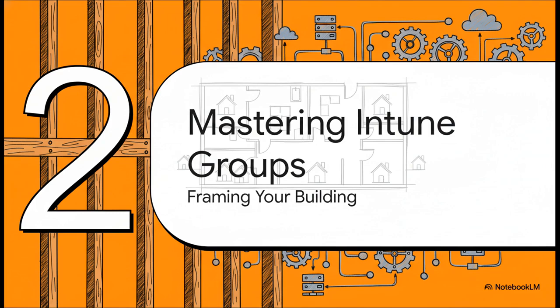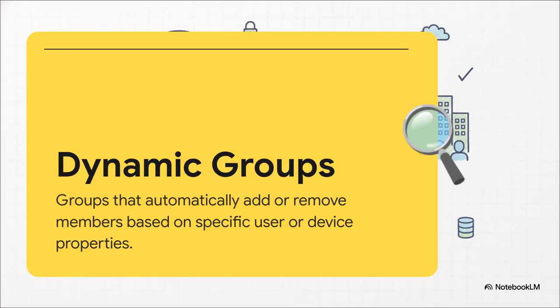Moving right along to Section 2, mastering Intune groups. It's time to frame your building. We absolutely have to talk about dynamic groups. These are groups that automatically add or remove members based on specific user or device properties. Why does this matter? Well, because honestly, nobody wants to manually update spreadsheets for 500 new hires on a Friday afternoon. By relying on our solid foundation, we create rules. For example, if a user's department equals sales, they auto-join the sales group. Boom, your framing builds itself, even when HR inevitably changes someone's title 3 times in their very first week.